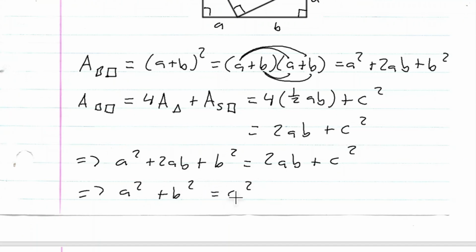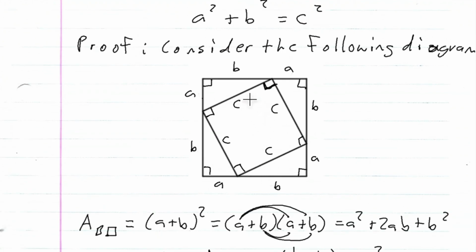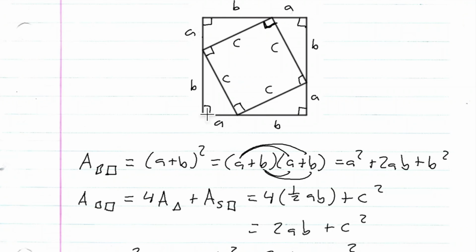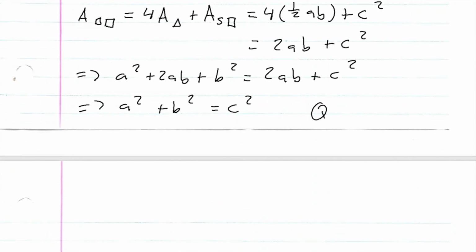And notice, all we assumed was that this triangle here was a right triangle, and we were able to construct a diagram with that right triangle to get to our goal, that the leg squared plus the leg squared is the hypotenuse squared. And that is the proof of the Pythagorean theorem.